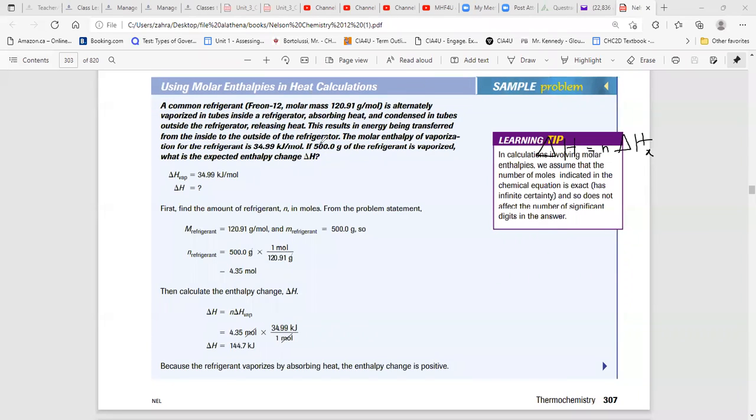So we want to find enthalpy, right? I know the molar enthalpy. The delta H here is the mole multiplied by the molar enthalpy. I know the molar enthalpy, which is 34.99, but I need to convert 500 grams into moles. Since I know the molar mass, N is equal to mass over the molar mass. 500 divided by 120.91 will give me 4.35. So N is 4.35, multiplied by molar enthalpy will give me the enthalpy of the system.